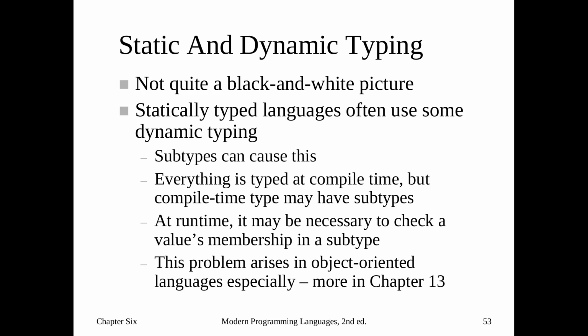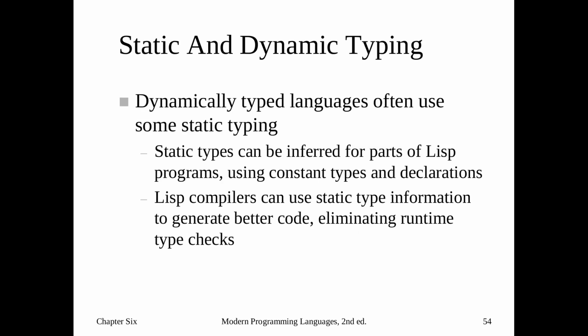Oftentimes everything is typed at compile time, but a compile time type may have subtypes. So that's what I was just talking about. At runtime, it may be necessary to check a value's membership within that subtype hierarchy, right? So is it possible that it is one of these subtypes? This problem arises, as I said, in object-oriented systems, and we'll talk about that when we talk about those issues in Chapter 13.